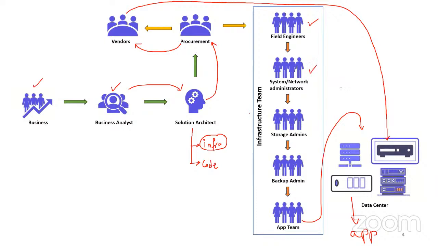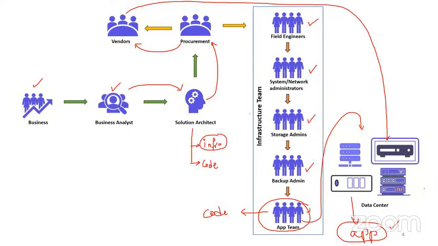System admins will do the system configuration, and the network admin will do the network configurations, storage configurations, and backup configuration. That's where the application team will deploy. Application team means code developers. They will deploy their code on top of this infrastructure. That's where your application is available now, so that your end users start using it. So this is how a traditional working model works, guys. This is how companies used to work.